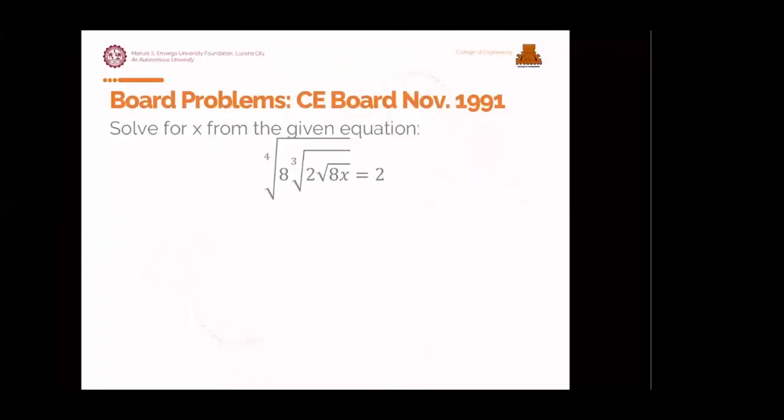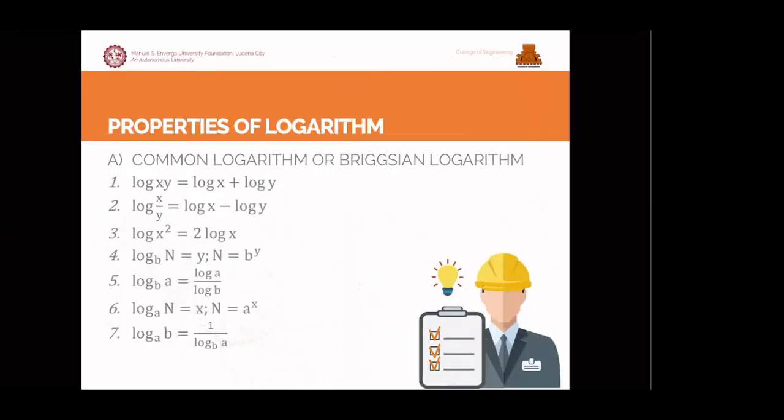Next, almost the same problem. I want you to do this later on. The answer to this is x equals 2, so just check what your answer will be, to save time. Okay, let's go now to logarithms.